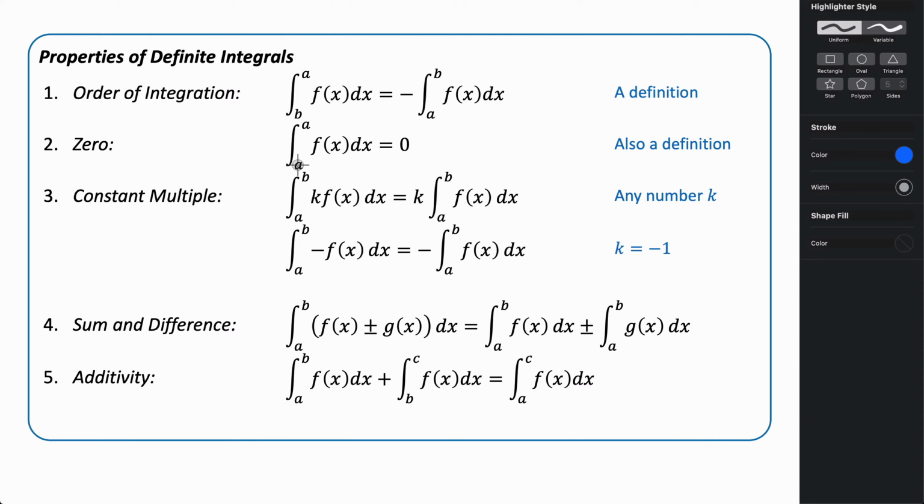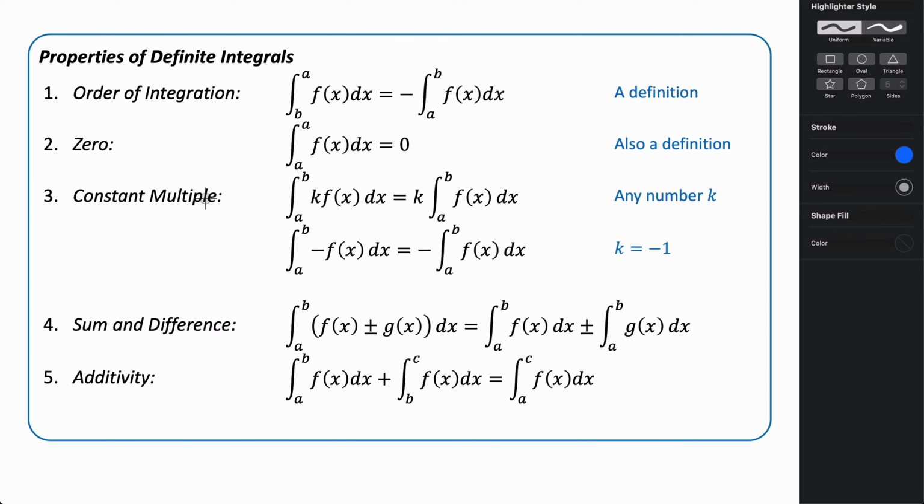Now, if you're taking the area from a to a, your limits of integration are the same. Basically, there's no actual interval that you're integrating. Then you've accumulated no area, right? So area under a curve, or an integral in a definite integral, is an accumulation of area. So if you aren't moving anywhere from where you start, then you've accumulated no area under your curve.